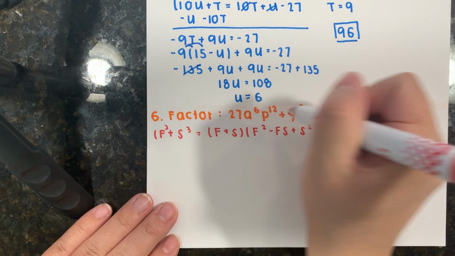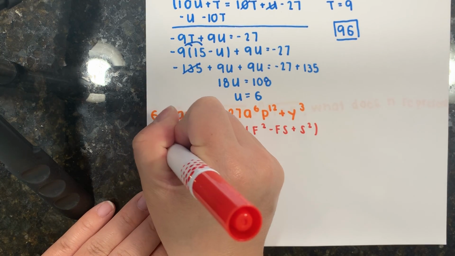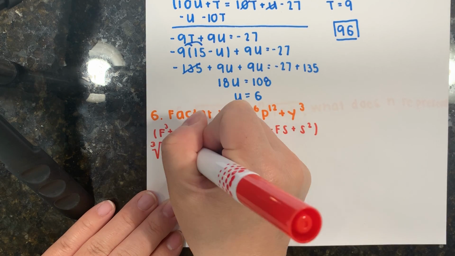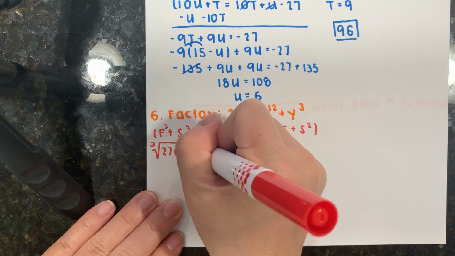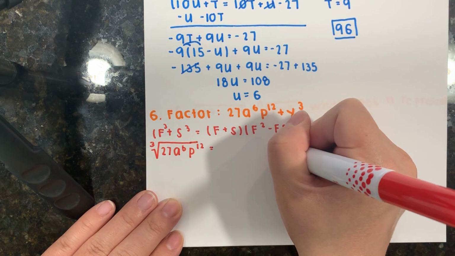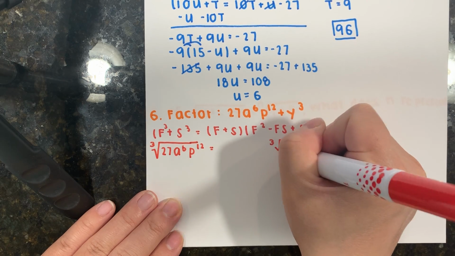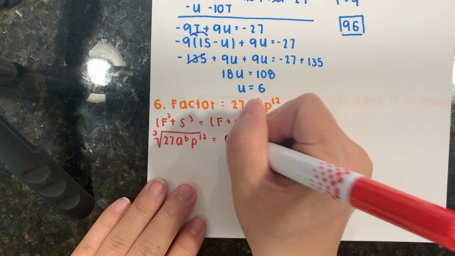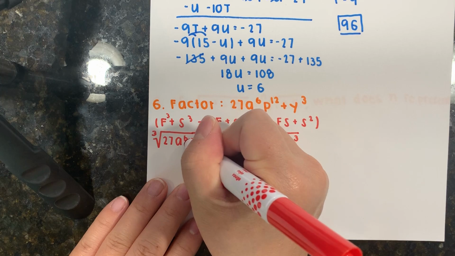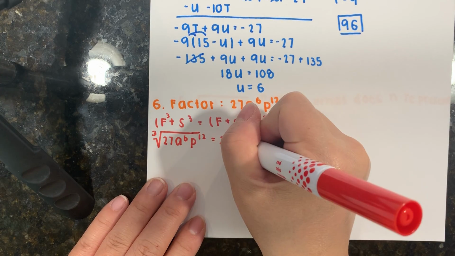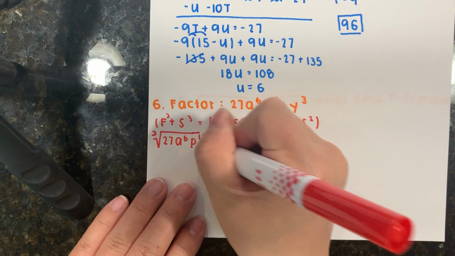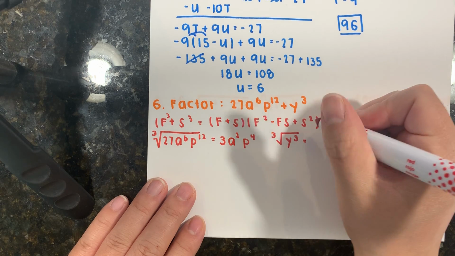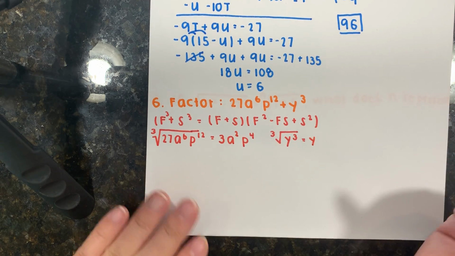Your first step is to take the cube root of each of those terms. So the cube root of 27, a to the 6th, p to the 12th, and then the cube root of y to the 3rd. So the first thing is to find out what cubed is equal to 27, and that would be 3. And then you divide the exponents by 3. So a to the 6th, the cube root of that would be a to the 2nd. Divide 12 by 3 would be p to the 4th. Divide 3 by 3 would be y to the 1.